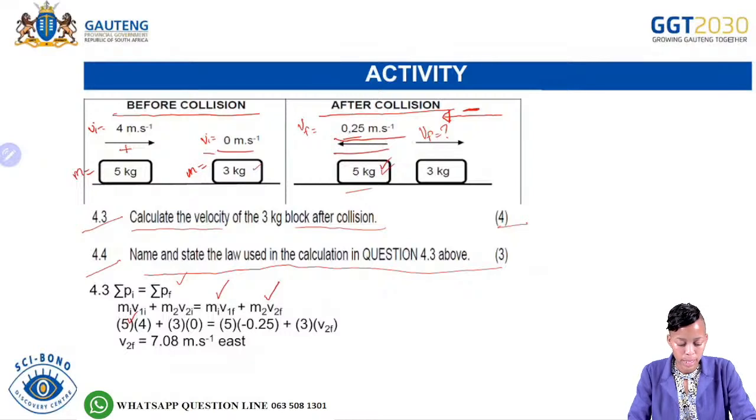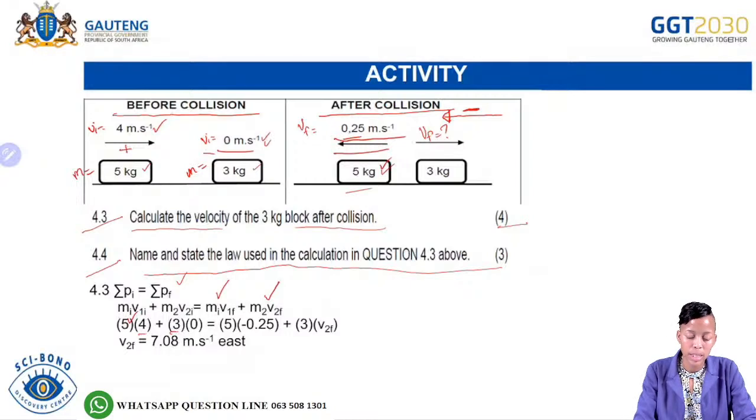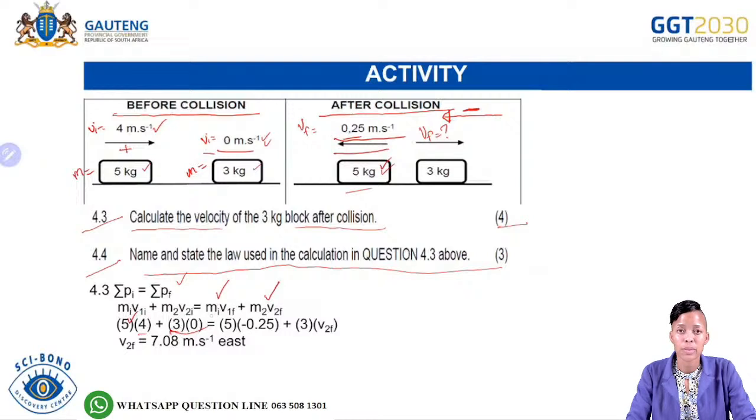So the mass of object A, remember, was 5 kilograms. What is the initial velocity? It was 4 meters per second. In which direction? Whatever is going to the right, we write as a positive. That is why we have a positive 4. And then the mass of the second object was 3 kilograms. What was the initial velocity? Remember, they said it was stationary, so the initial velocity would be 0. So from here you can immediately see that 3 times 0 would give you 0.